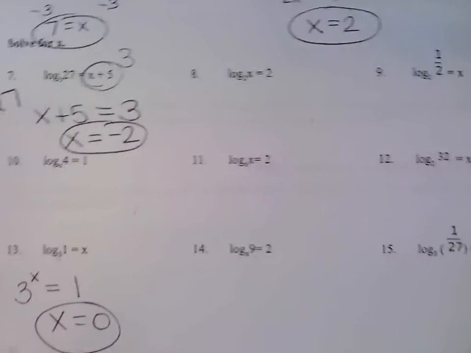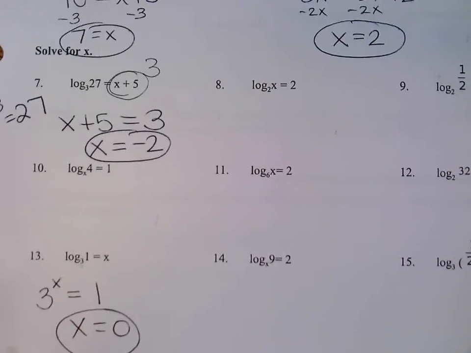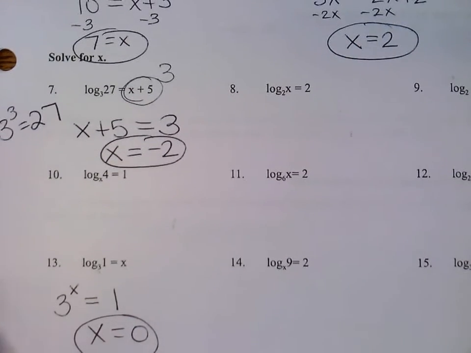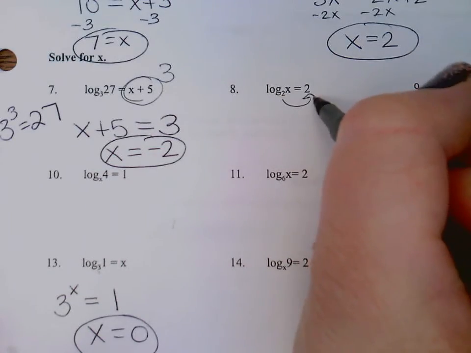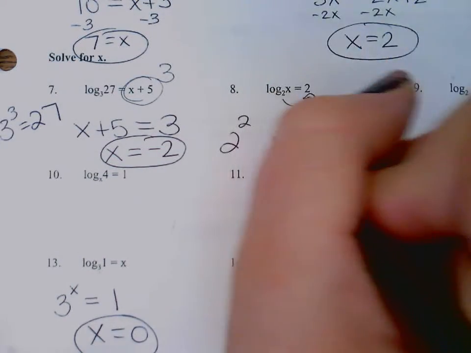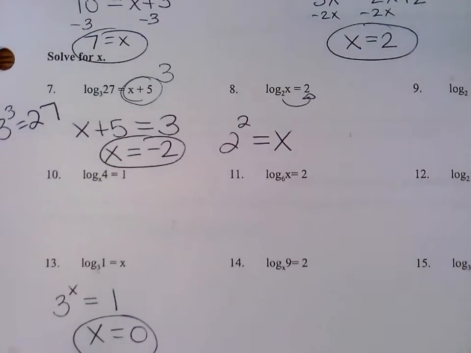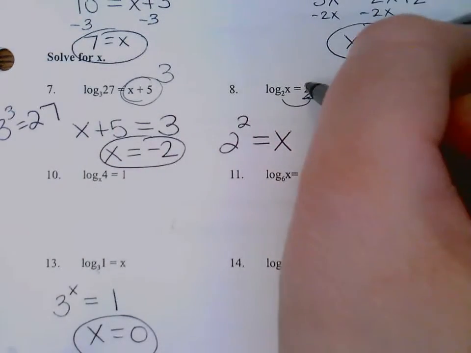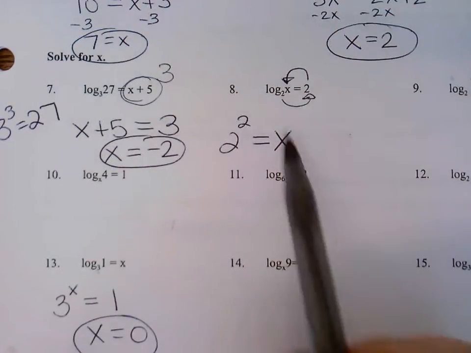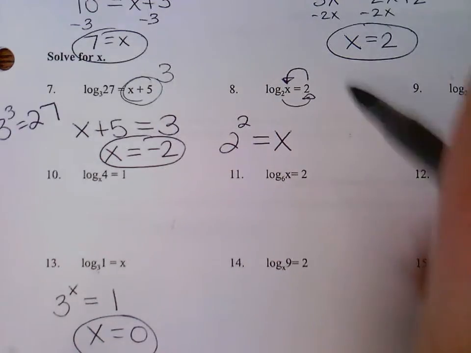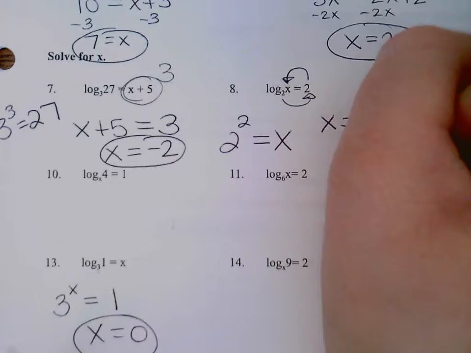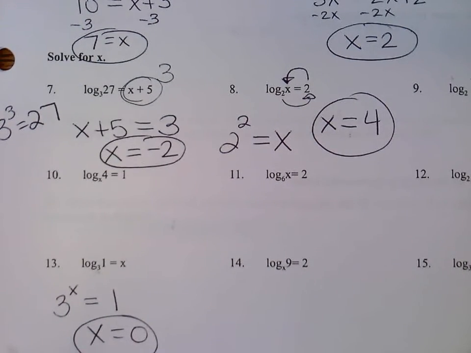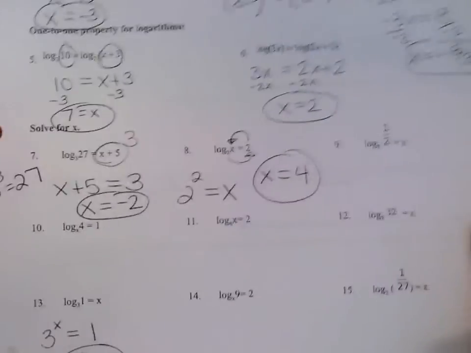On number 8, how would I change that one to an exponential expression? The base is 2. The power is 2, so 2 squared equals x. So if you rewrite them in exponential form, it's like this circular relationship. So if 2 squared equals x, what does x have to equal? Just 4. You just do 2 squared.